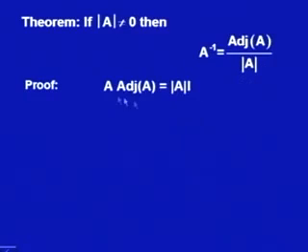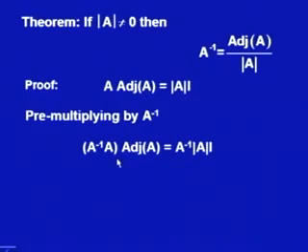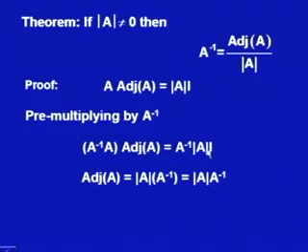Now, to prove this, let us consider the product A adjoint A, and we will prove that this is determinant A times I. We multiply this result we have already established, and pre-multiply it by A inverse. So, A inverse A becomes the identity, and adjoint A becomes determinant A, which can be taken outside, times A inverse.